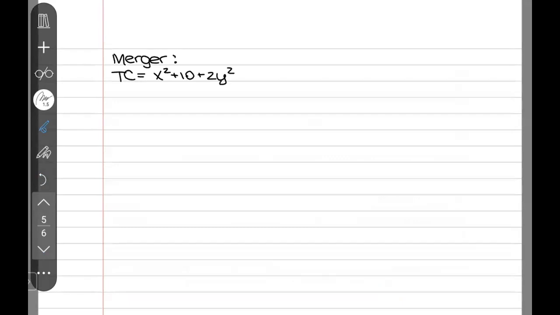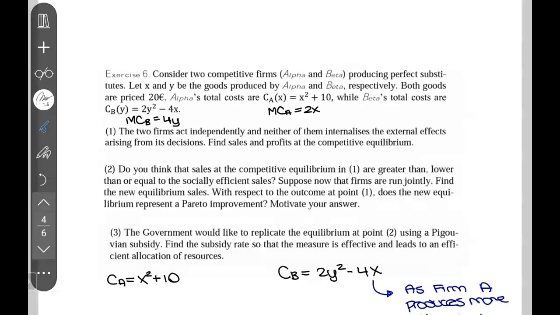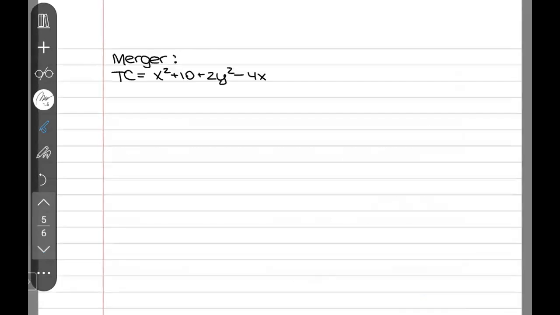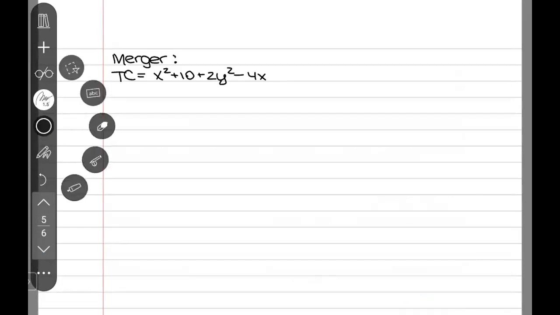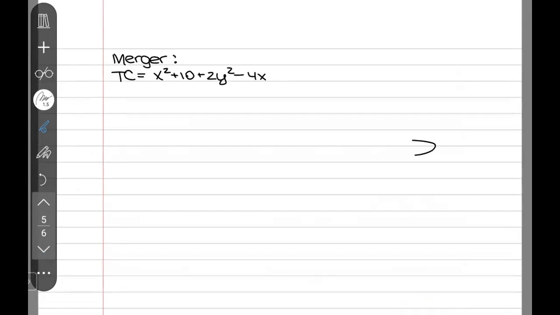So the other one was 2y squared minus 4x. And then we're going to proceed the same way to find the profit maximizing quantities for each of the two goods. So as usual, we have to take MR equals MC. And again, MR was just equal to the price because both goods were priced at 20, sorry. And then we have to find the two marginal costs. Okay. So just like before, we have to derive to get the marginal costs.